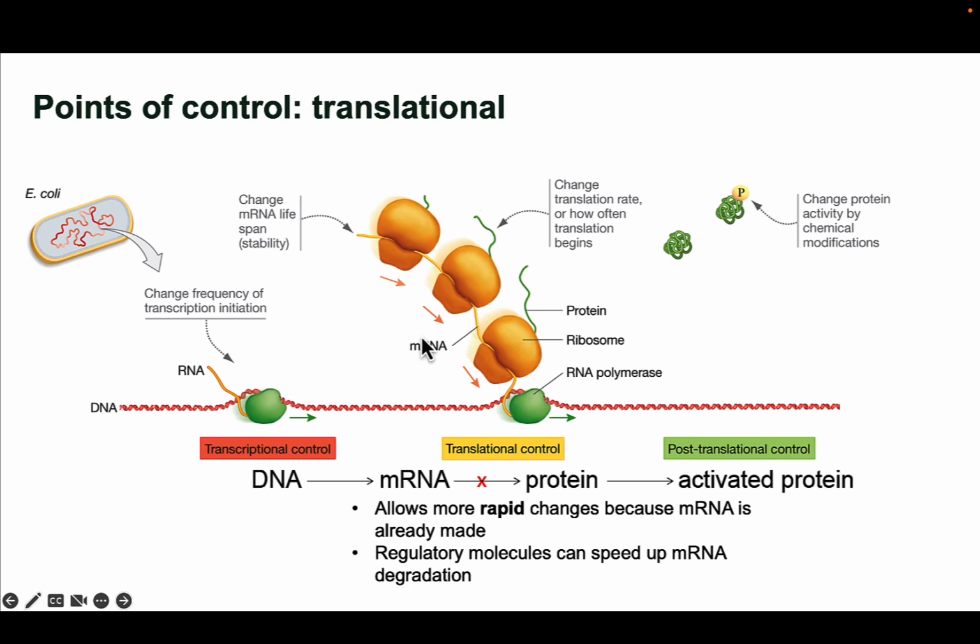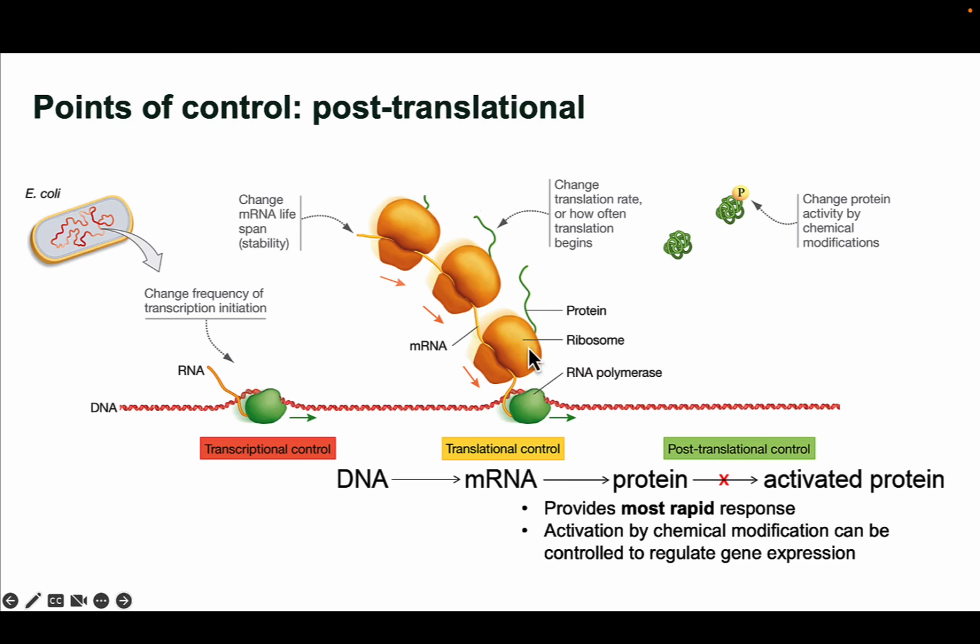Another way is, let's say we've made the mRNA in the cytosol. I mean, this is a bacteria, so it's just in the cytosol. But we don't want it to turn into protein. So we can regulate this step as well. And this allows for more rapid changes because the mRNA is already made. And an example of this could be turning on regulatory proteins that can speed up mRNA degradation, so to turn off that messenger RNA. Okay, so this is, again, more rapid than transcriptional control.